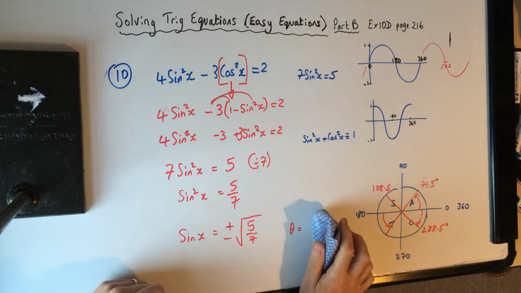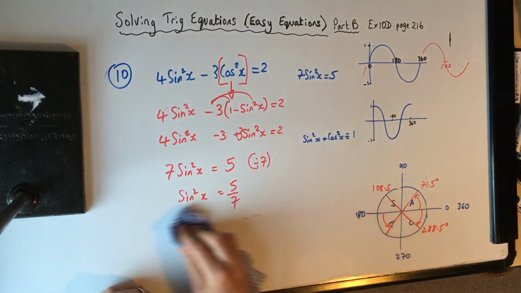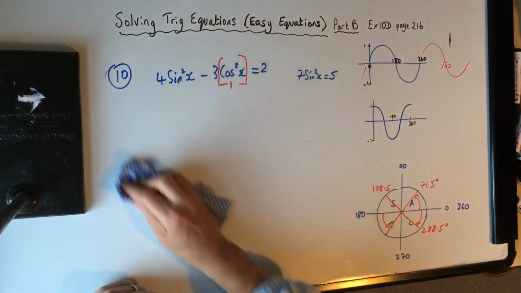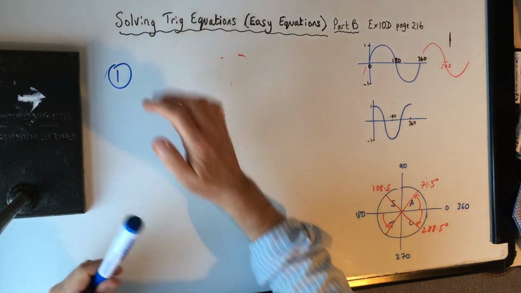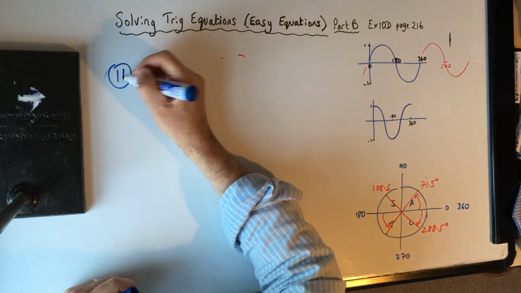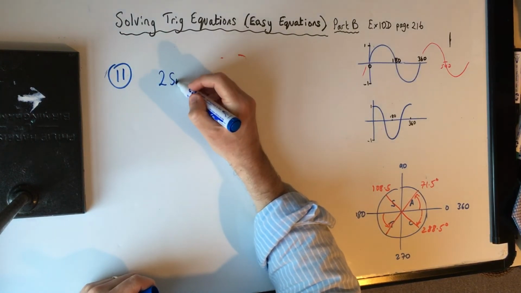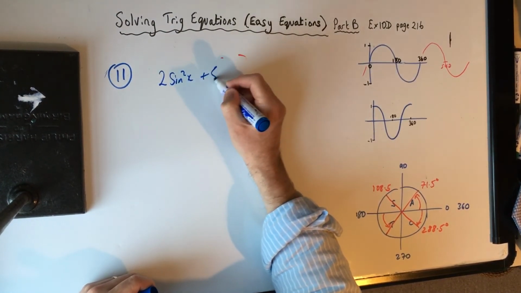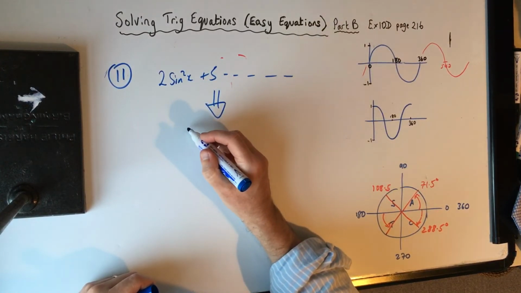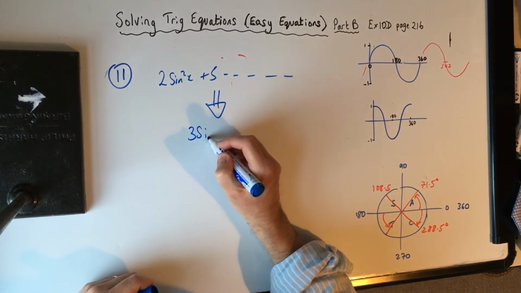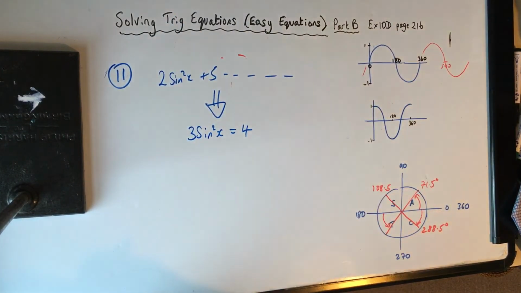And just a word about question 11. Okay, and get your 4 values from that. In question 11, I'm not going to do that one. It does the same thing. It says show that this 2 sine squared x plus 5 and so on can be written like this: 3 sine squared x is equal to 4. And do it the same way as we did the last one.